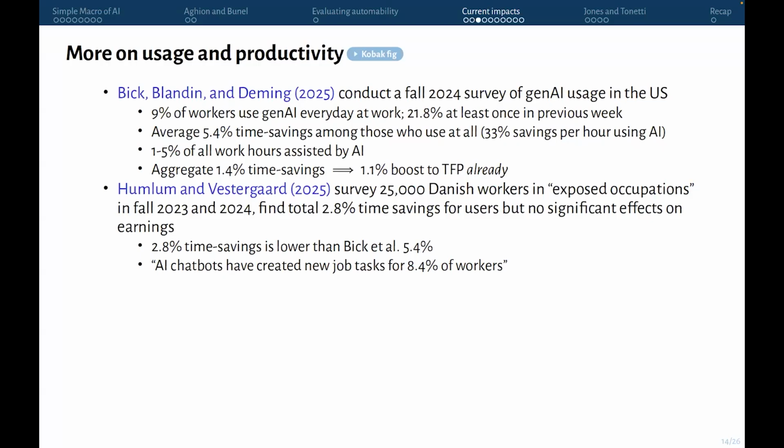Interestingly, one thing to flag from there is they have this stat that AI chatbots have created new job tasks for 8.4% of workers. And if you remember when we were doing this Hulten's approximation, we were ignoring the new task dimension. But if AI chatbots have already created new job tasks for 8.4% of workers, you might think this is going to be a very important dimension to keep track of.